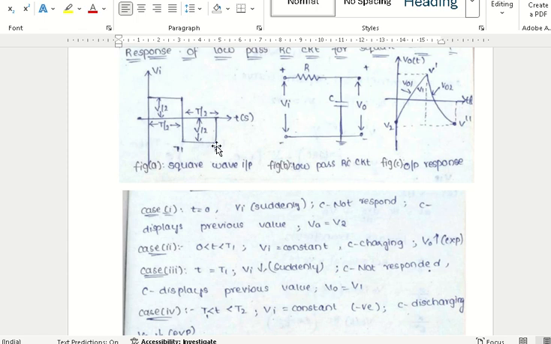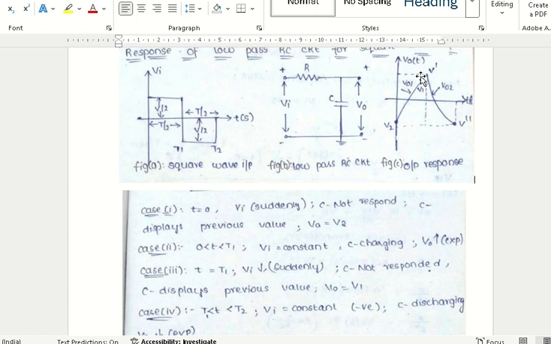Now, coming to the fifth case, at t is equal to T by 2, again the input signal suddenly increases to the maximum value. Whenever we apply this signal to the circuit, the capacitor again does not respond to the sudden change in the input signal. It displays the previous stored value, that means the same V double dash at t is equal to T2. Finally, we get an exponentially charging and exponentially discharging signal for the square wave input for the low pass RC circuit.